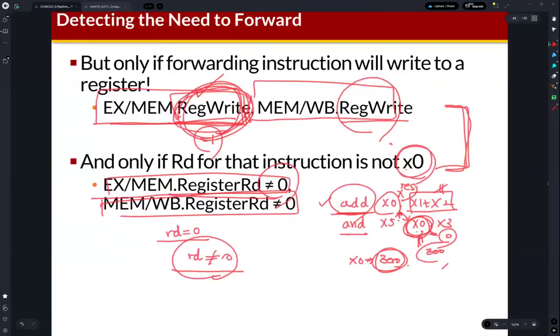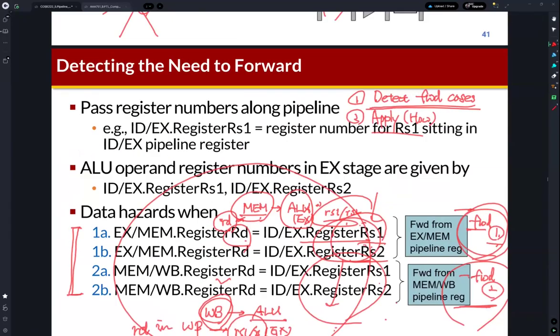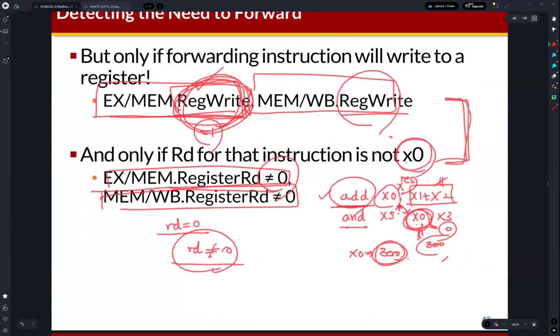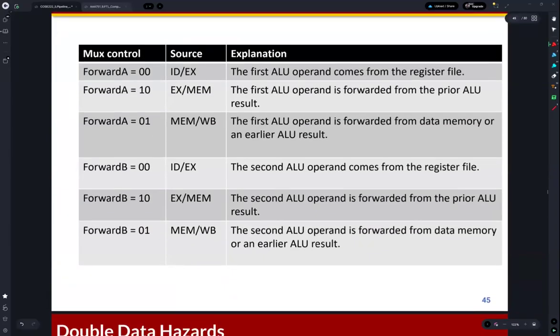So I explained how to detect the forwarding cases and then how to implement this forwarding. We can just generate the MUX selection signal based on this definition. If forward A is 0, 0, this is the normal case. If forward A is 1, 0, then the data comes from EX and MEM, which means the data is forwarded from the memory stage. If forward A is 0, 1, the data is forwarded from the write back stage.